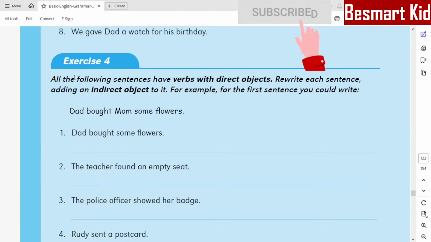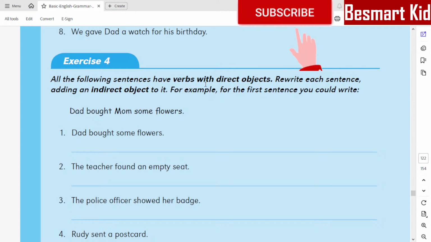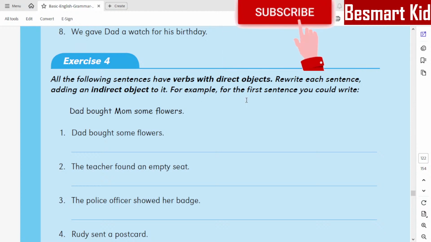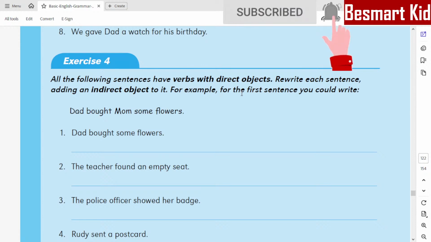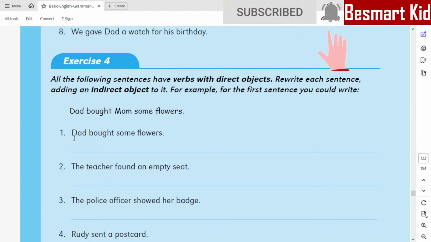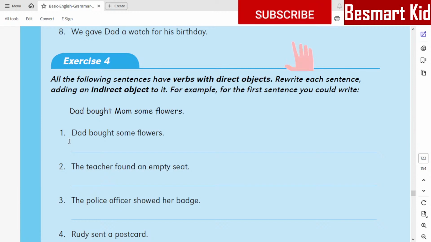Exercise 4. All the following sentences have verbs with direct objects. Rewrite each sentence, adding an indirect object to it. For example, for the first sentence, you could write, Dad bought Mom some flowers. Dad bought some flowers.